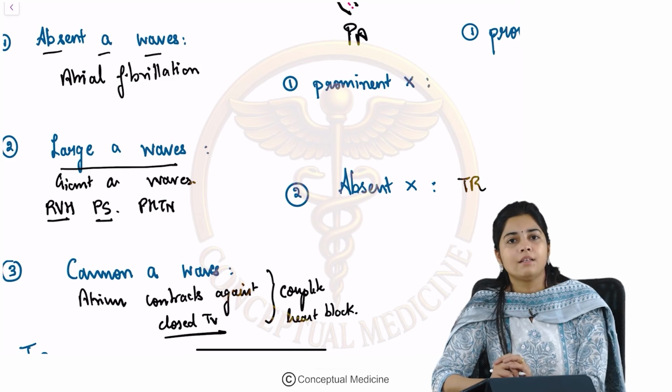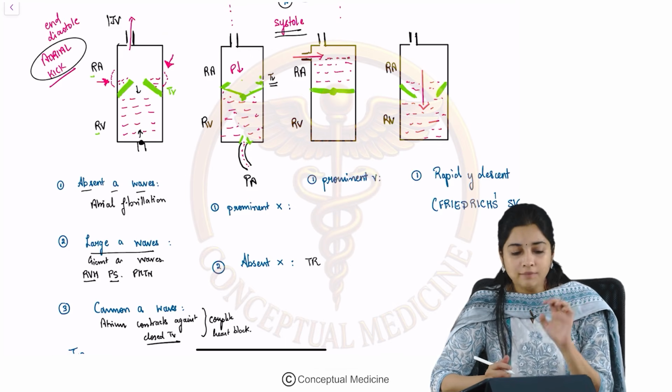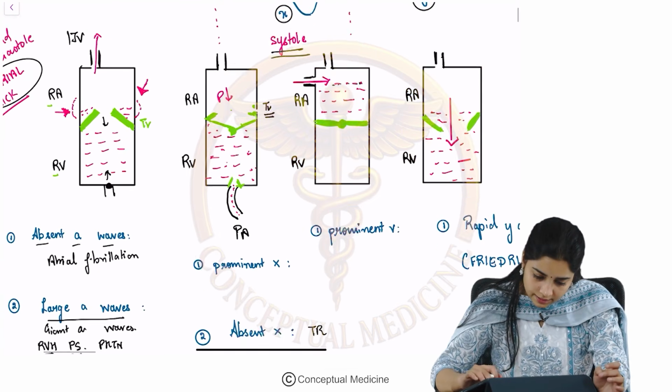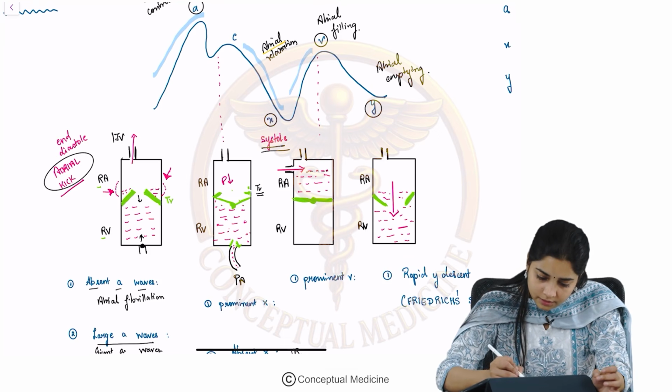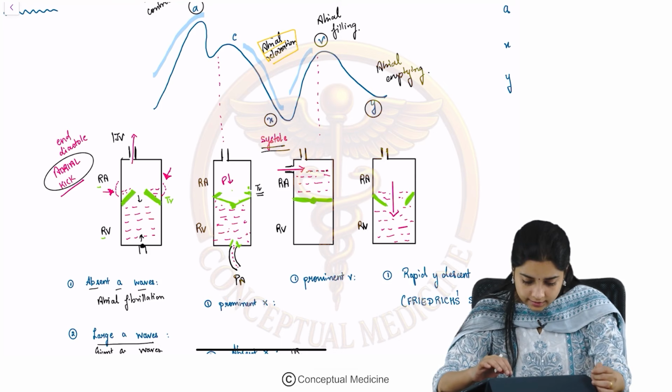So this is basically seen in complete heart block. So we have seen the various abnormalities of A wave and I hope you have understood till here. Now let us look at the X wave. Now what is the X wave due to? The X wave is due to atrial relaxation. Fine. The X wave is due to atrial relaxation.